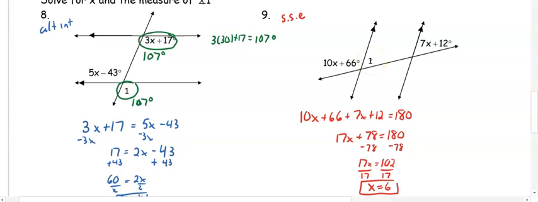Once we know x is 6, we can substitute in, and we know that these two angles form a straight line. So we can subtract from 180. So 10 times 6 plus 66 is 126 degrees. So to get angle 1, I can do 180 minus 126. And the measure of angle 1 is going to be 54 degrees.